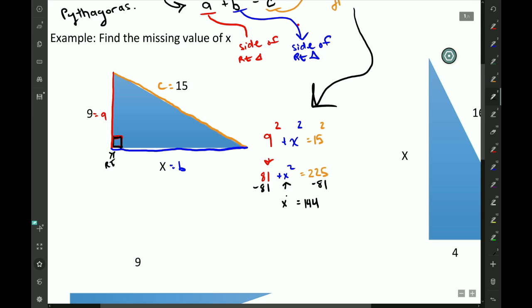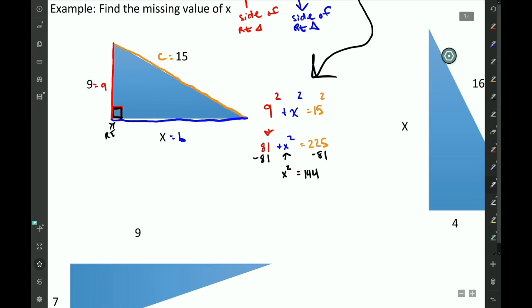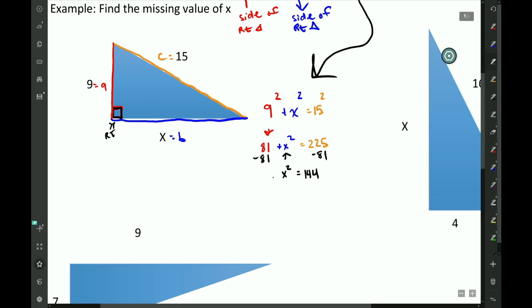equals x squared. And hey, how to get rid of an x squared? Remembering from last chapter or last lesson, we're going to then square root each side. So x is 12. Okay, square root of 144 is just 12. Really, what you'll get into next year, it's really plus or minus. But in our case, we are considering positive 12 because it's the side of a triangle. Okay, you can't have a negative side length.